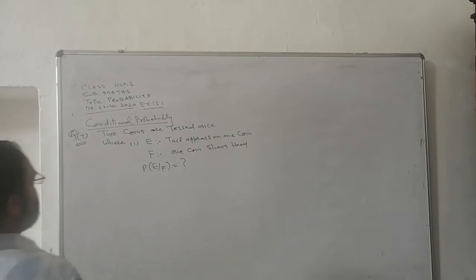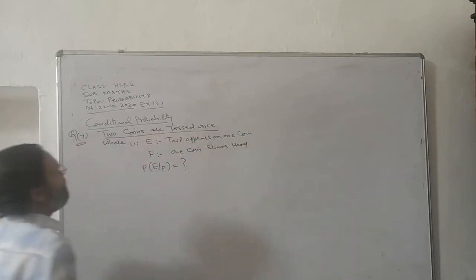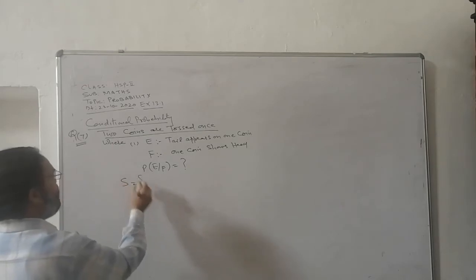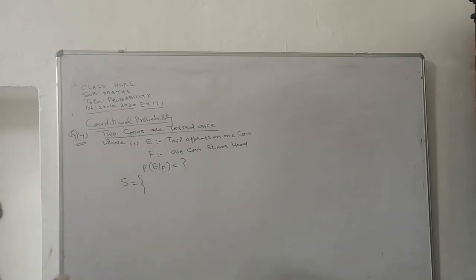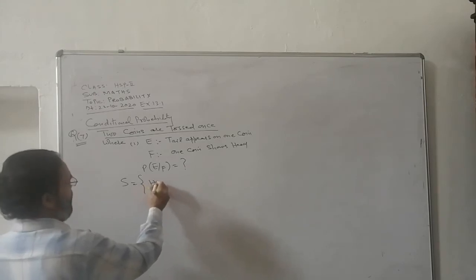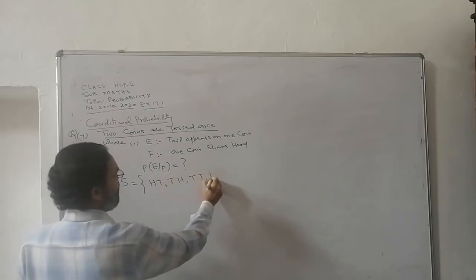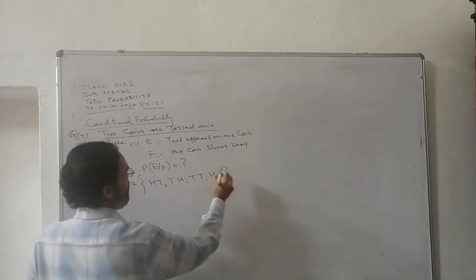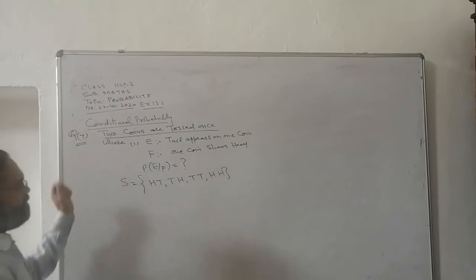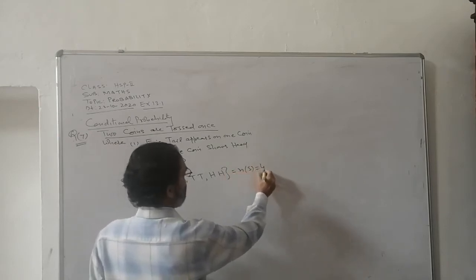To find conditional probability, first the sample space is required. So the sample space of the given experiment is head-head, head-tail, tail-head, tail-tail. These are the four possible outcomes of the given experiment. We can say n equals 4. Total points are 4.